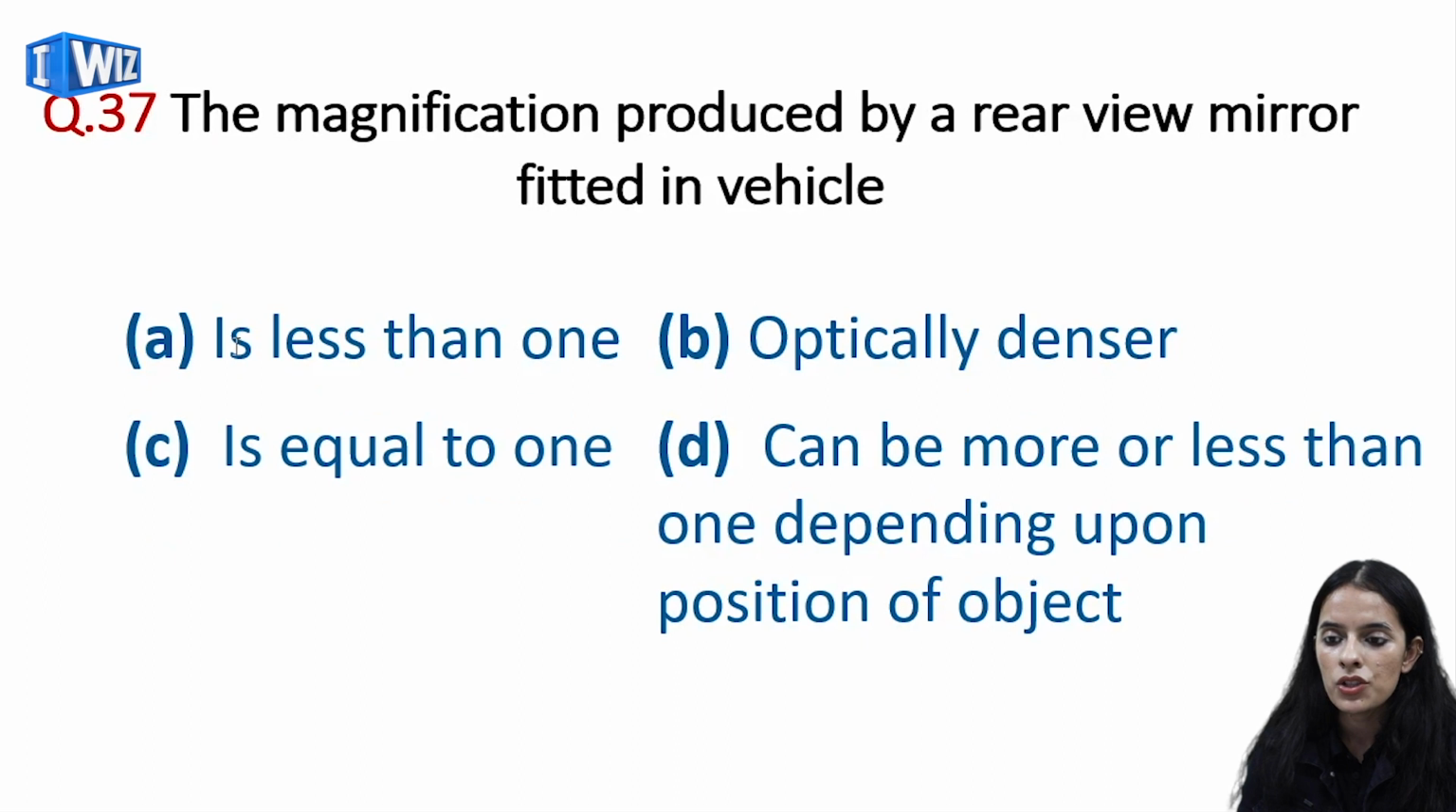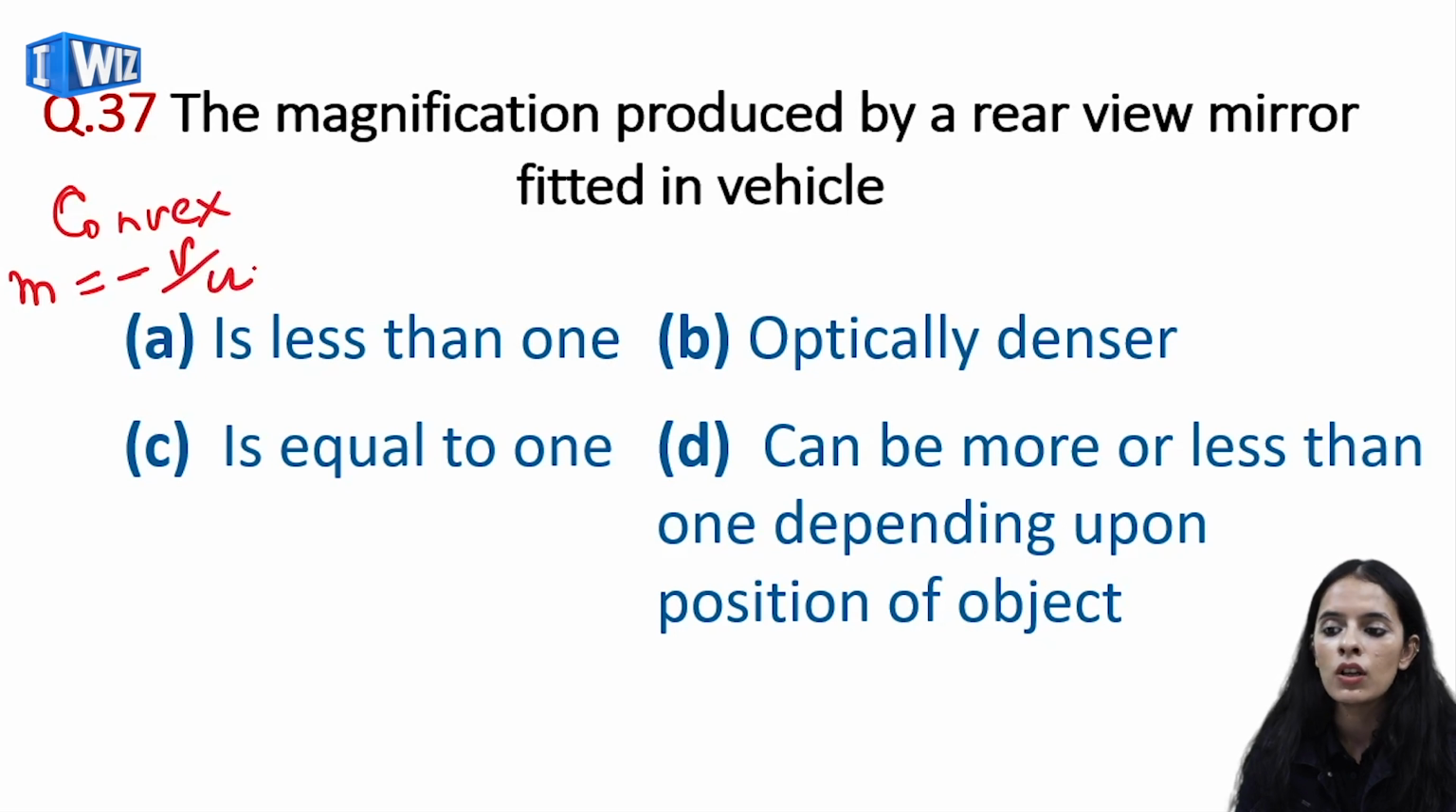Next, the magnification produced by a rear view mirror fitted in a vehicle. A mirror that is fitted in a vehicle, magnification. We know that the side mirror of a car that will show the broader field of view is always a convex mirror, and the magnification of a mirror is minus v upon u. So as a convex mirror always forms a diminished or reduced size image, the magnification is always less than 1. So the right option is less than 1.